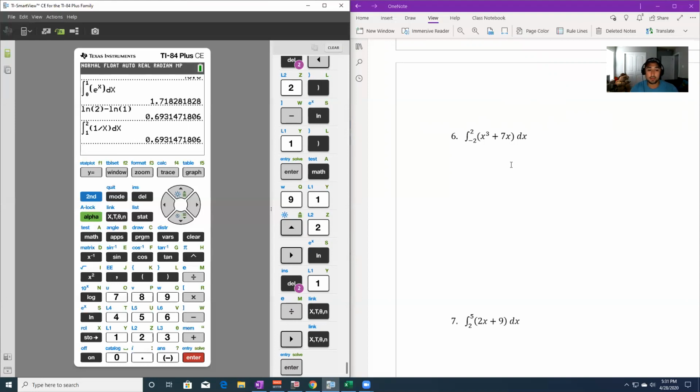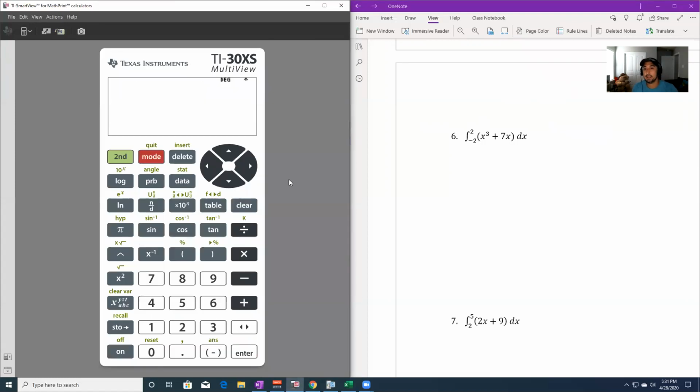Okay, the integral from -2 to 2. I like this calculator better. Just saying. All right. From -2 to 2 of x cubed plus 7x. So power rule on x cubed, which means you're going to get x to the 4th over 4 plus 7 times power rule on x squared over 2, evaluated from -2 to 2. This becomes 1/4 x to the 4th plus 7/2 x squared, from -2 to 2.